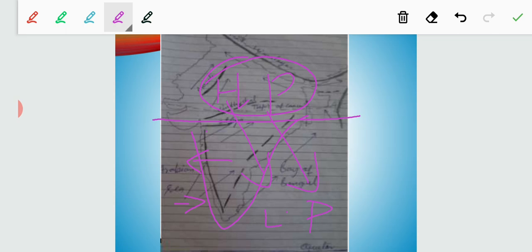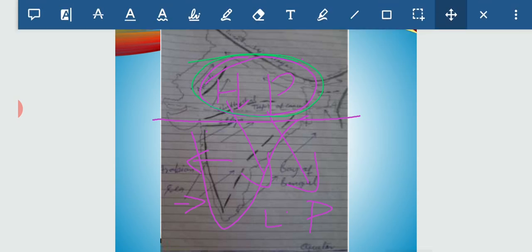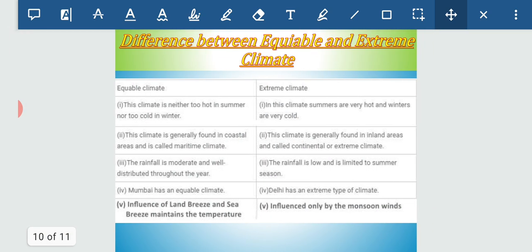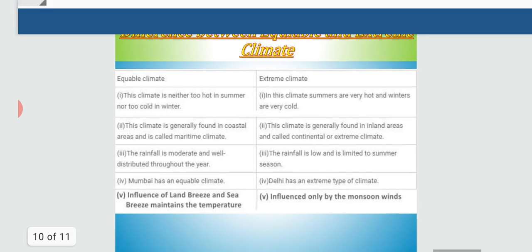But the places which do not have a coastal location, like this place which does not experience the sea, do not get the influence of the local breezes, that is the land and sea breezes. So what is the resultant? Here temperature conditions are extreme. During the summer season, it is extremely warm, and during the winter season, it is extremely cold. So in this way, we are getting two types of climate. One is equable climate and another one is extreme climate.